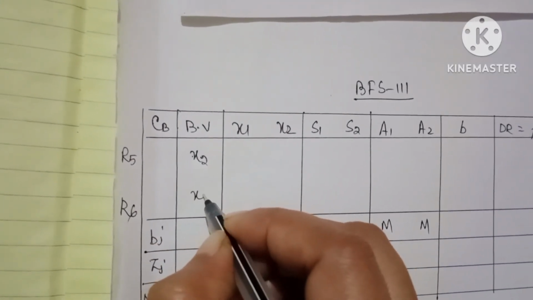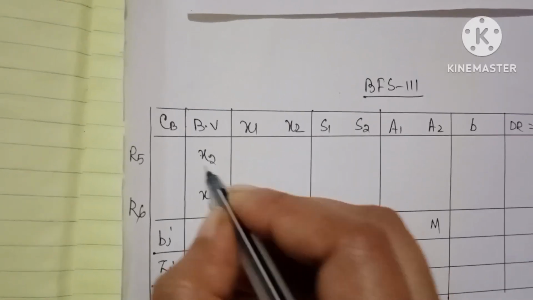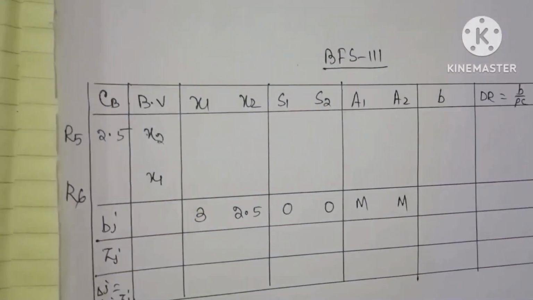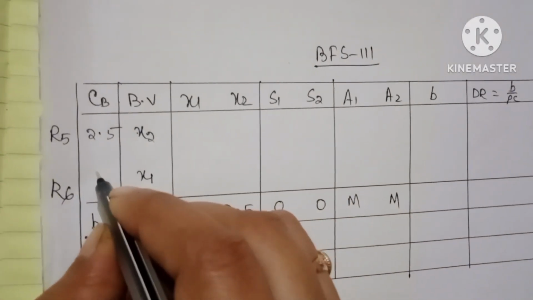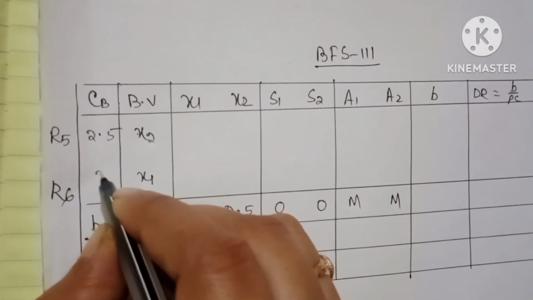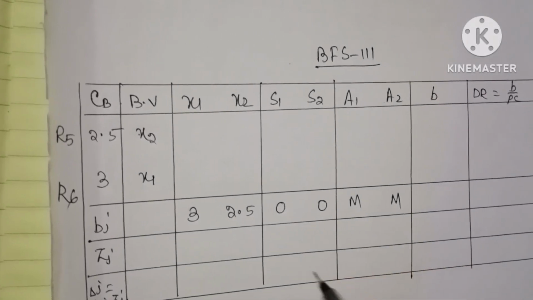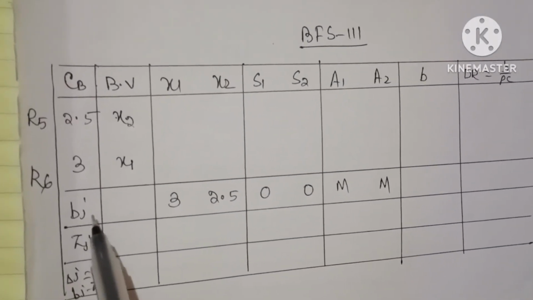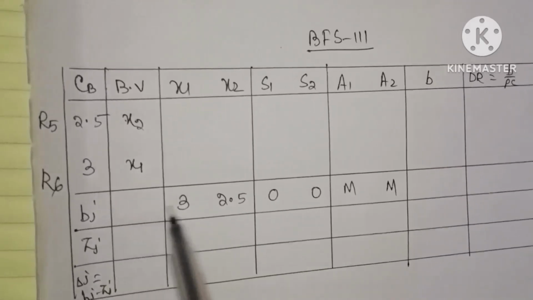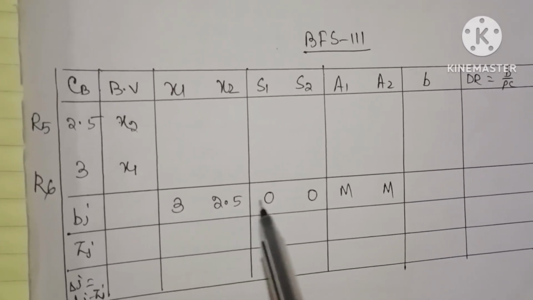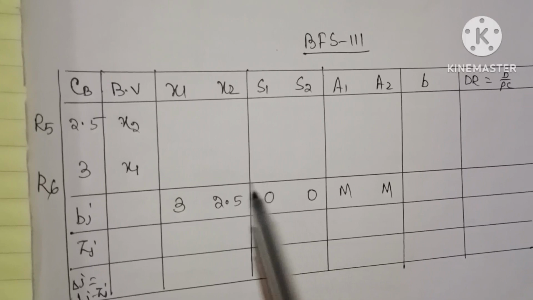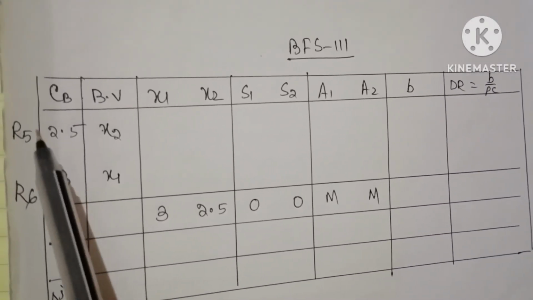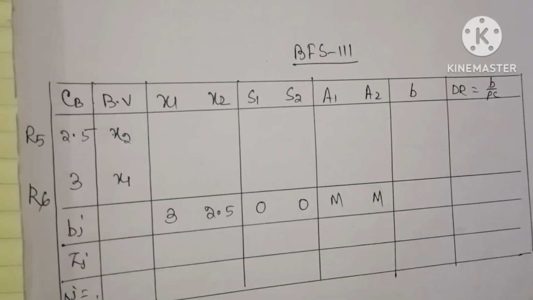And x1 already exists. The value of x2 is here 2.5, and the coefficient of x1 is 3 here. Now, b represents the coefficient of the objective function, and this will remain the same. Now we'll calculate the new values, that is, the values of R5 and R6.